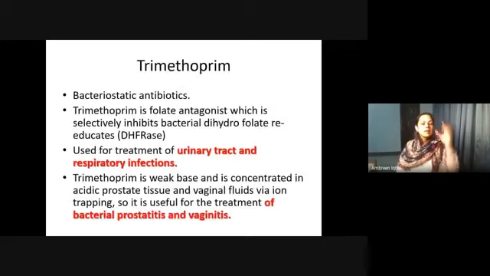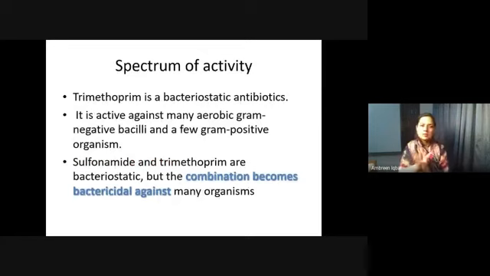Trimethoprim. Sulfonamide is bacteriostatic. Trimethoprim is also bacteriostatic. Sulfonamide inhibits the dihydropteroate synthetase enzyme, while trimethoprim inhibits the dihydrofolate reductase enzyme. They are also preferably being used for UTIs and respiratory tract infections. The spectrum of activity is bacteriostatic. Similar to sulfonamides, they are effective against many gram-negative and gram-positive bacteria.